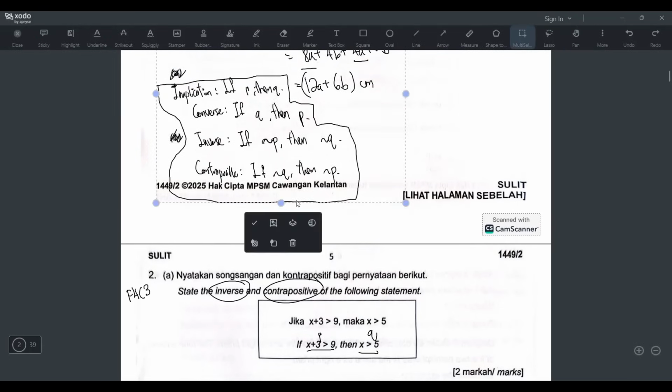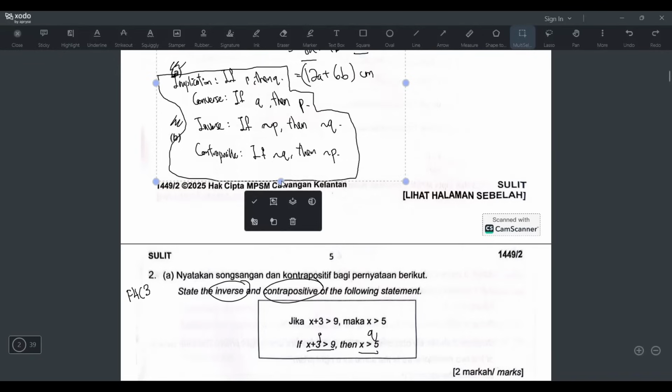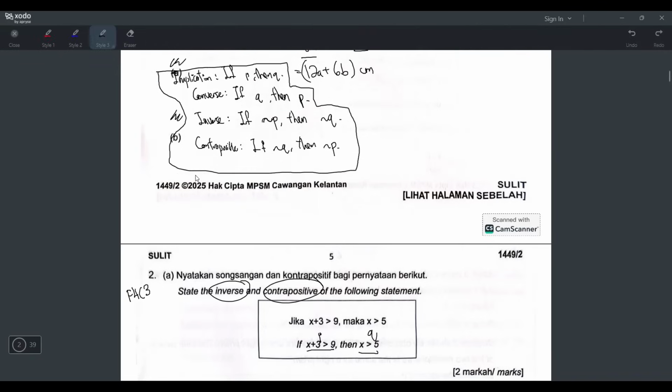Okay, let me make some space here. All right. Okay, so for my inverse, the working, I do it here. And for my contrapositive, I will write it here. Okay, inverse, the formula is if not P, then not Q. So first, tulis apa? If, and then I have to do negation P. So what is P? X plus 3 bigger than 9.